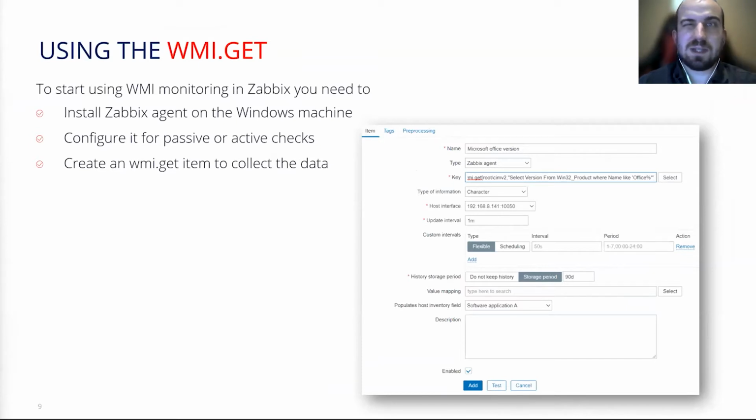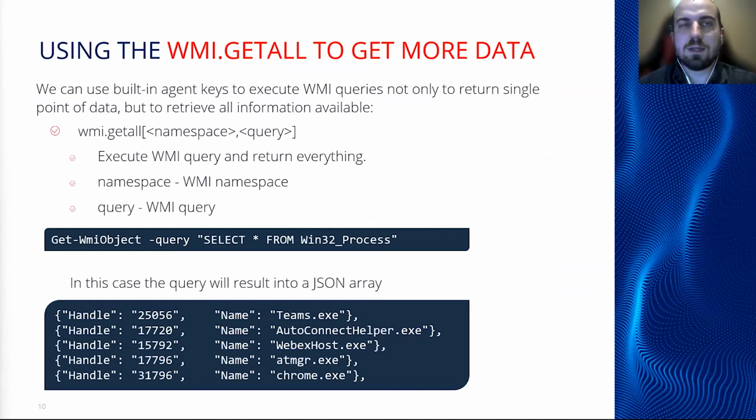But again, that potentially means a lot of queries. So creating a template and a lot of items. How can you simplify your life? You can use the wmi.getall key, which again returns basically everything that is available from your request. So not only the first object that will be encountered, but again, everything, and we'll return it in the JSON form.